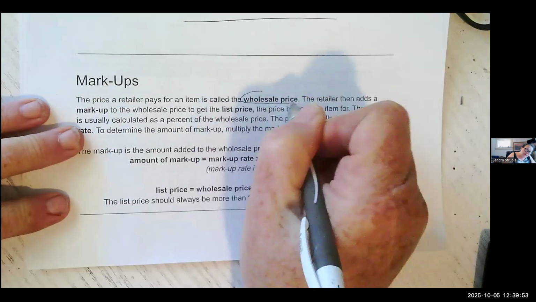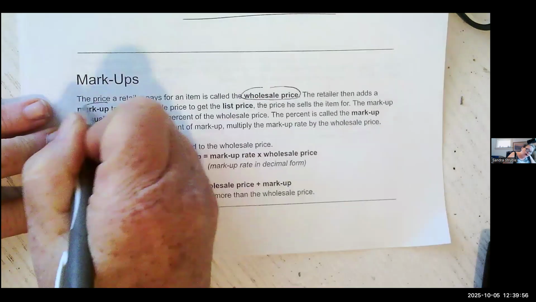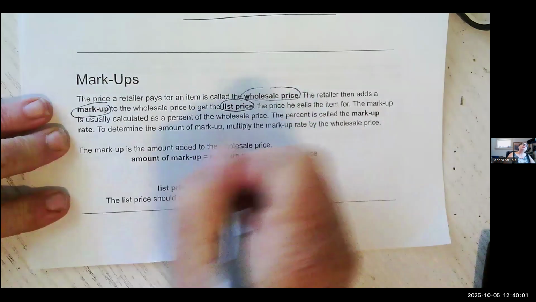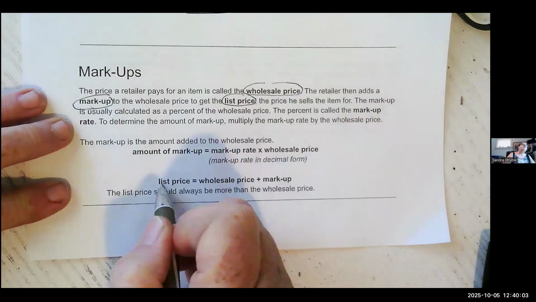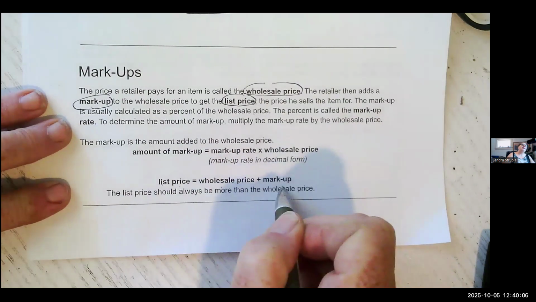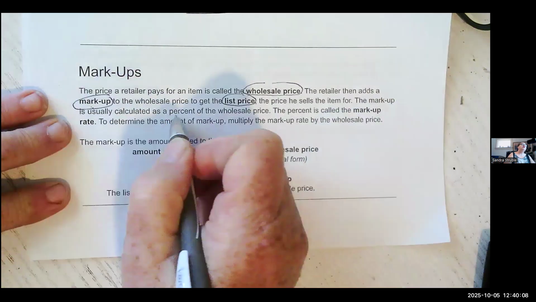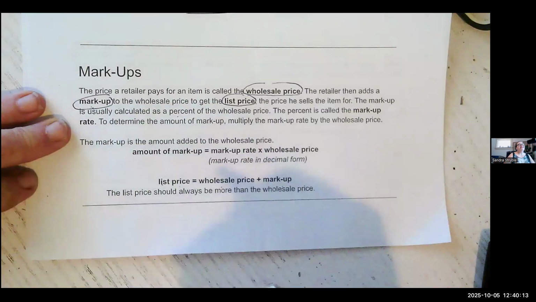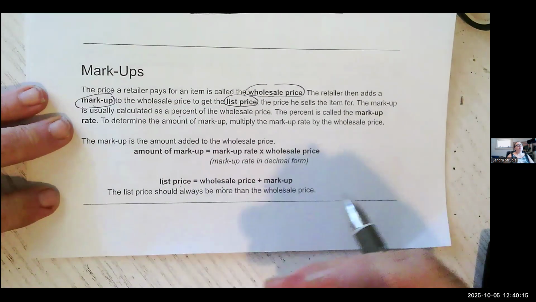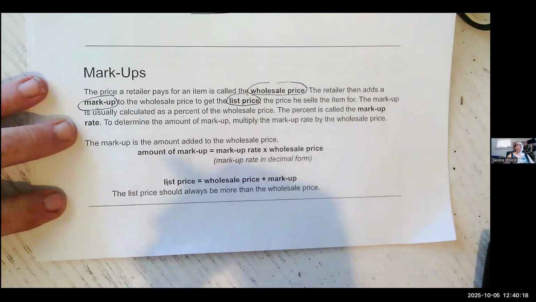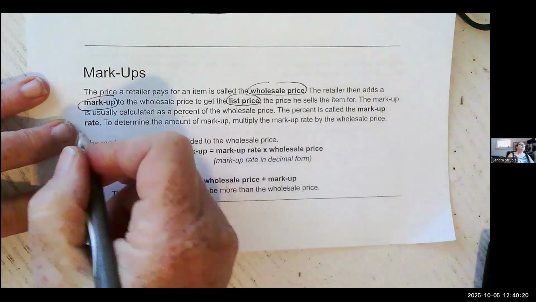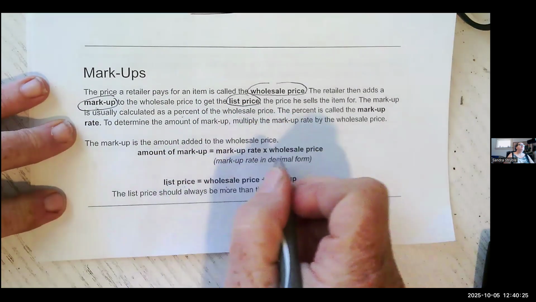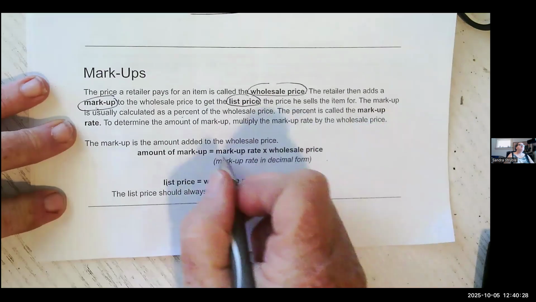So you buy it at the wholesale price, you mark it up to the list price. So you're going to add a value to the wholesale price to get the list price. The list price is the wholesale price plus the markup. The markup is usually calculated by a percent of the wholesale price. So every store has a specific percentage they want to make on the products they've already purchased. And that's a markup rate. Rates are always percentages. So the amount of your markup is the markup rate times the wholesale price. Markup rate has to be in decimal form.